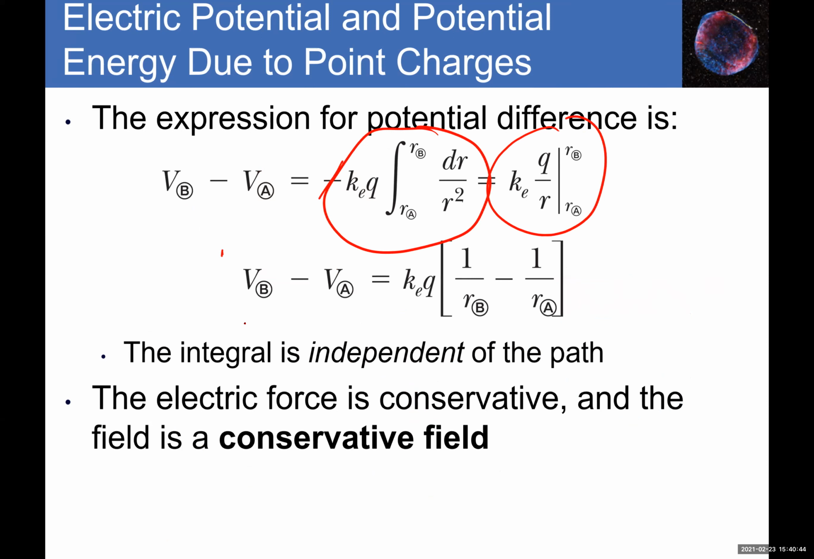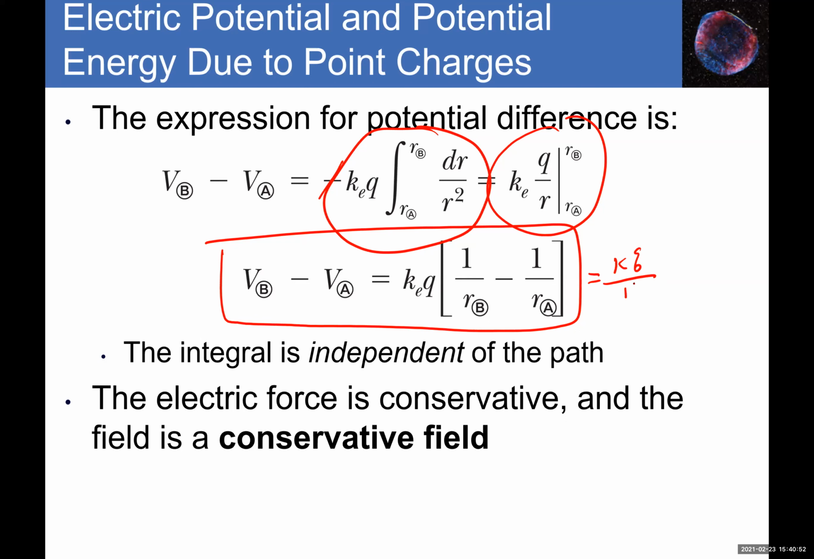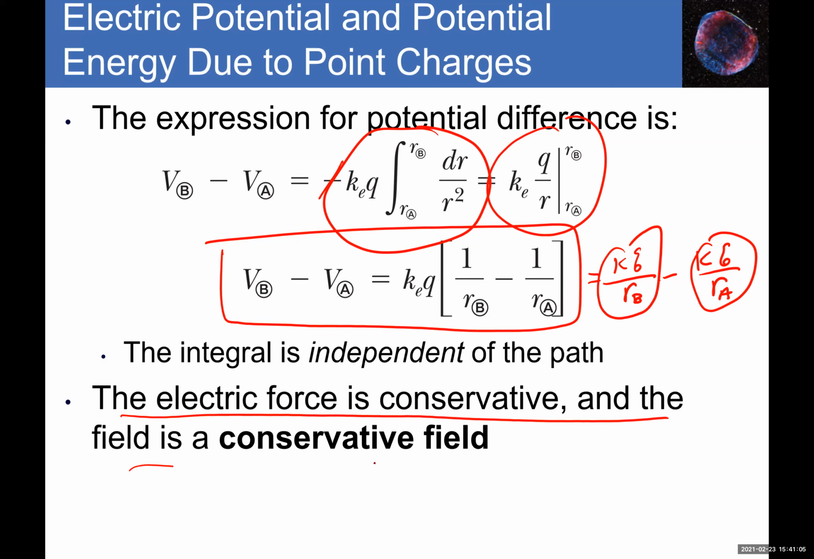And then this is the change in potential energy, which basically shows that VB minus VA is just kq over RB minus kq over RA, which means this is the potential at point B minus the potential at point A. And the electric force is conservative, and the field is a conservative field.